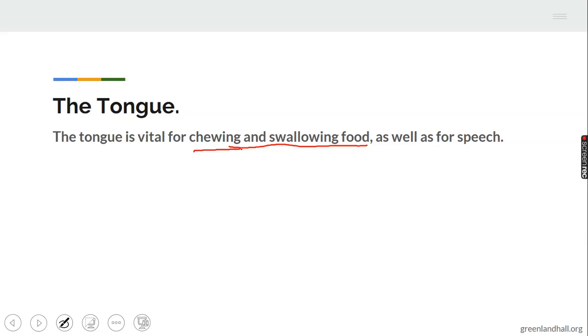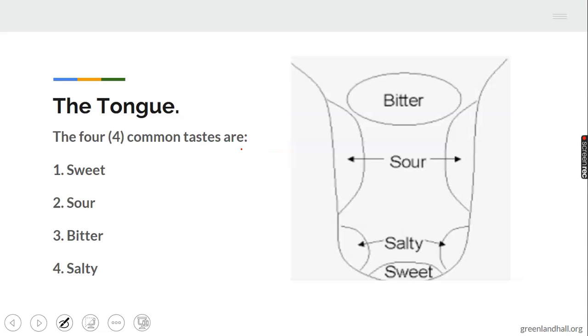Also, without the tongue, we won't be able to speak. It is the tongue that helps us; when you're talking, your tongue moves. The tongue helps for speech as well.